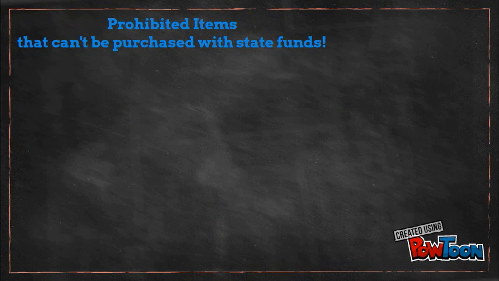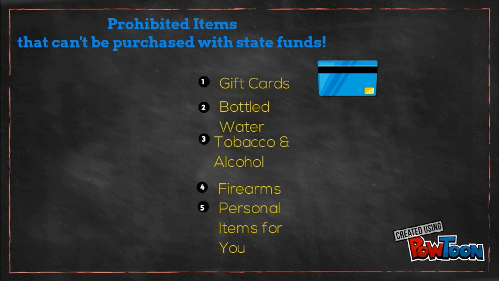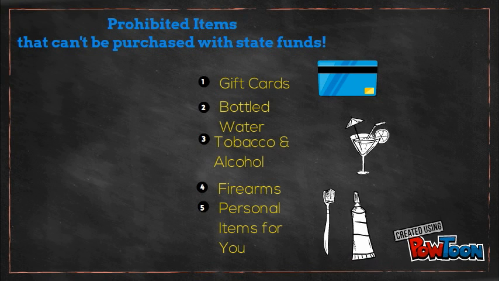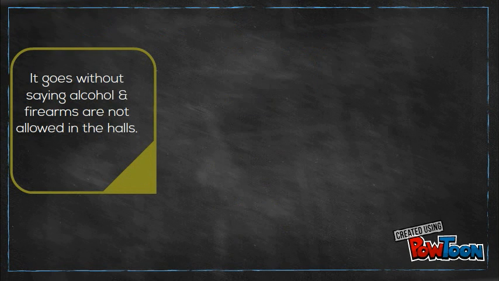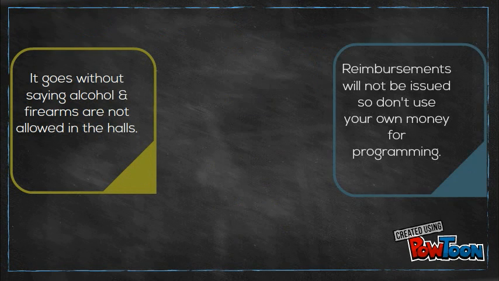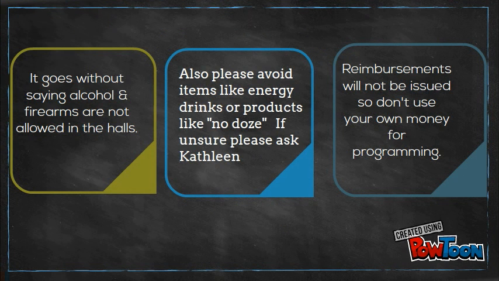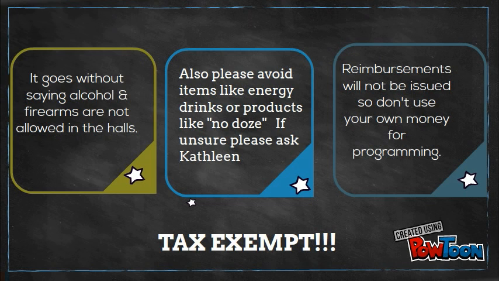There are a few items that we can't get with state funds, even though they're sold at Walmart. These items are gift cards, individual servings of bottled water, tobacco products, alcohol, firearms, and personal items for you. If you need any of these items, that needs to be on your own money and on a separate receipt. JMU is considered tax exempt. Yay! This will be covered in the video for your RAs, but just know that we are tax exempt. It's a good thing. So go back to the programming form.